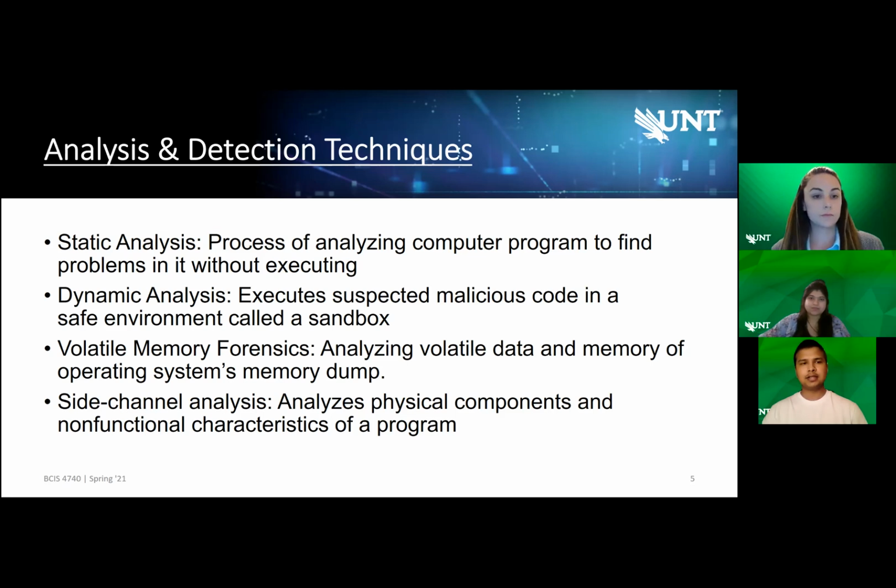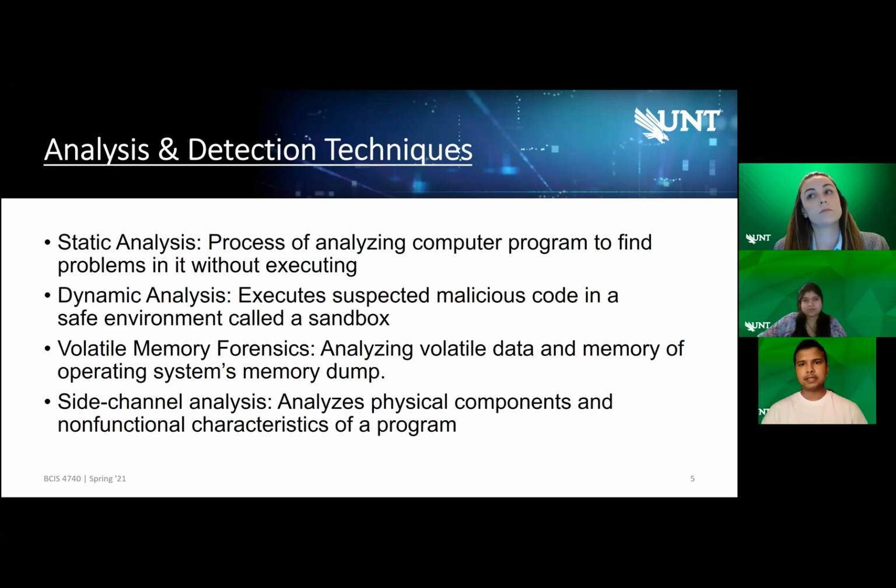Another technique is volatile memory forensics. This methodology is for analyzing the RAM of an operating system. It has two steps: acquisition and analysis. So what is acquisition? Acquisition is the process of converting data stored in physical and external storage devices into a memory dump file. When properly performed, volatile memory acquisition does not leave any footprints in the system.